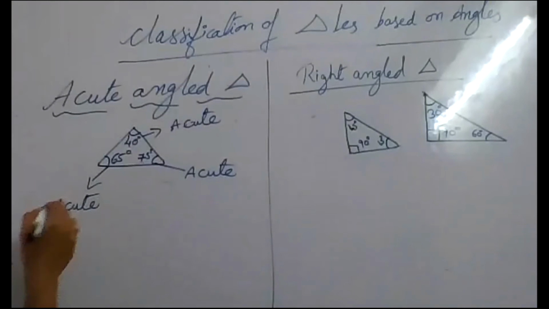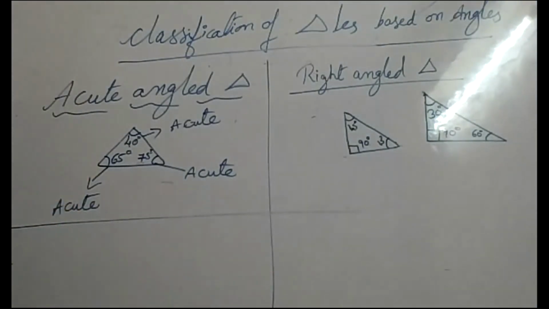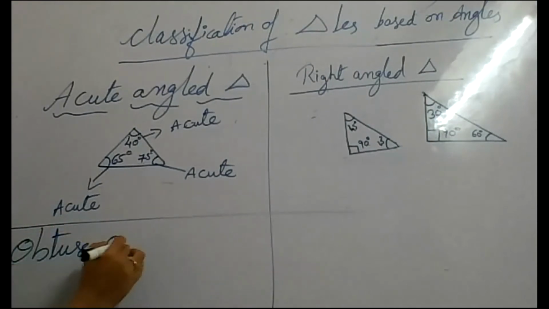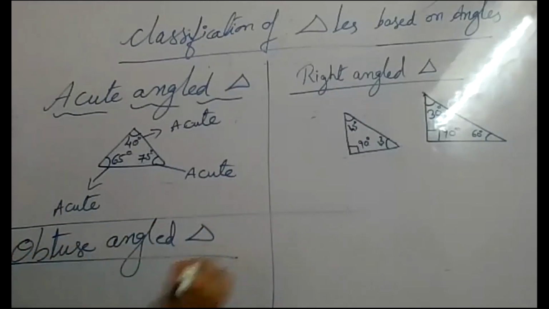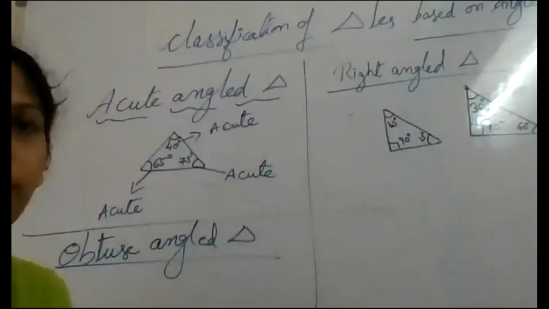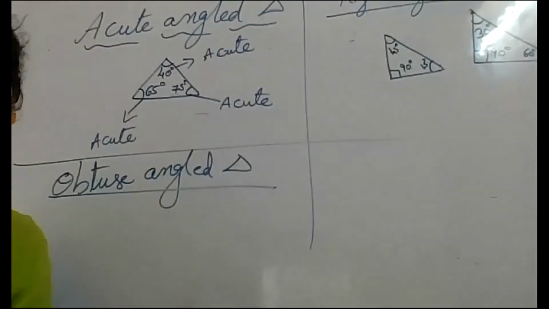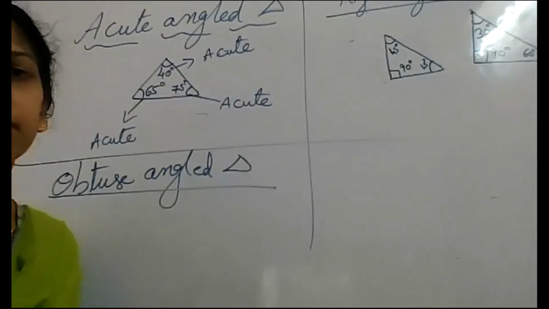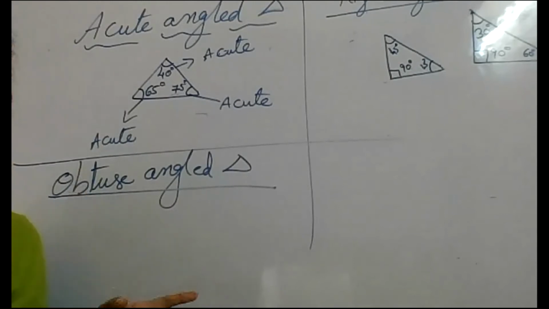Now, the last one is the obtuse angled triangle. In this one, it's just like the right angled triangle, but one angle should be more than 90 degrees. An angle which is more than 90 degrees is called an obtuse angle.